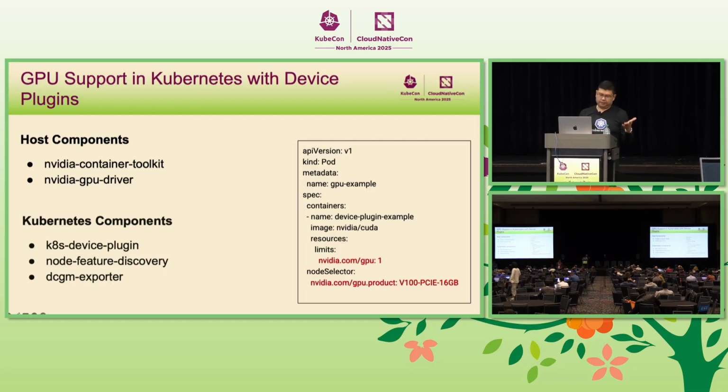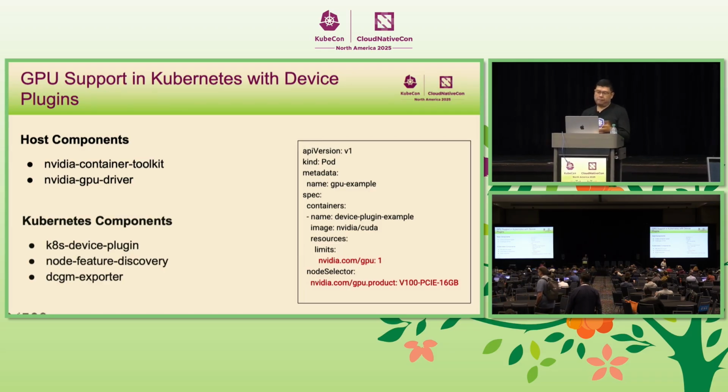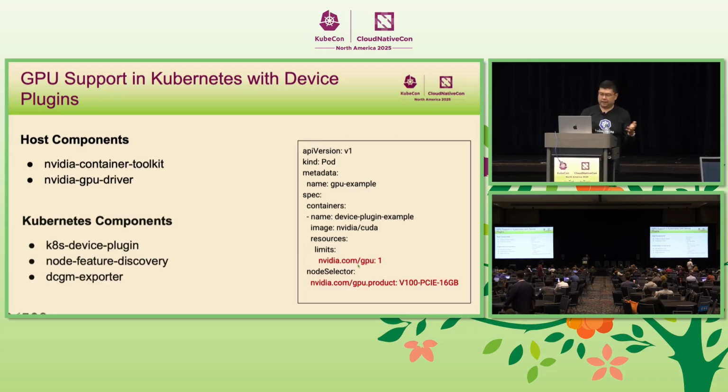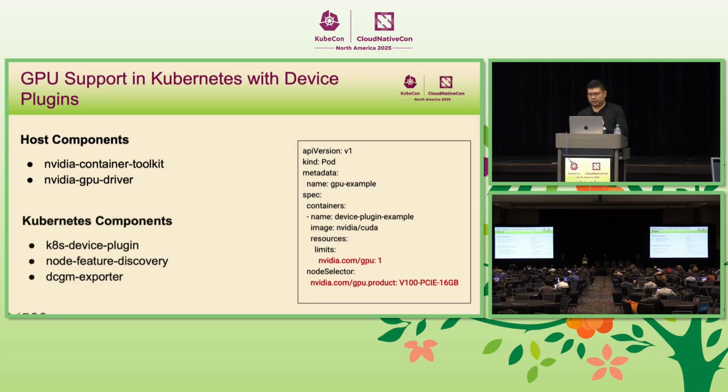And with device plugins as well, you would install several host components and Kubernetes components. Like the NVIDIA Container Toolkit and node feature discovery, like I mentioned. There is a device plugin, and there's also a kubelet plugin we'll see in Dynamic Resource Allocation as well. And for some metrics, we have the DCGM exporter. And you could also have a MIG manager as well to partition your GPUs or use vGPUs as well.